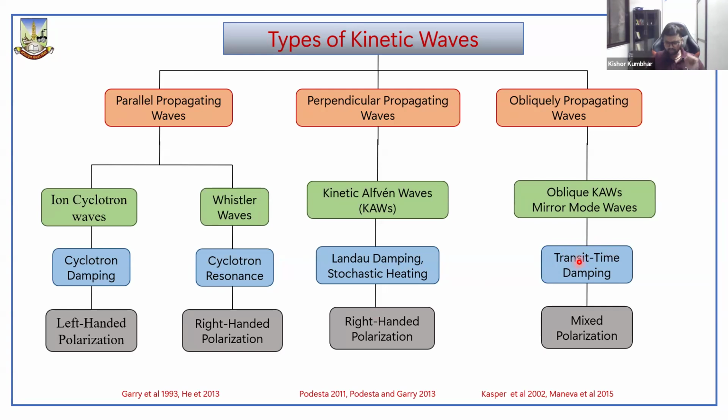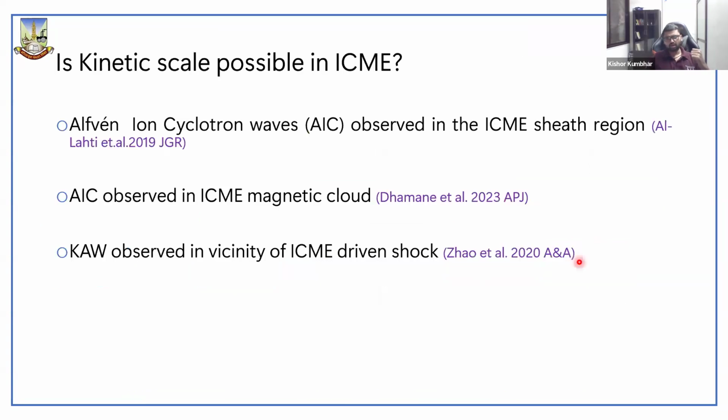They have mixed polarization. So now, what I was saying earlier: is this kinetic wave possible in ICMEs, in the sense can we observe these kinetic scale waves in ICMEs? So recently there have been a few studies. The first one was conducted by the Alates group, where they observed the alpha and ion cyclotron waves, AIC waves, within the ICME sheath region. These AIC waves, as per their conclusions, were mostly found near the start point, or I would say near the shock front, and later diminished as we move away from the shock front and reach the leading edge of the magnetic cloud.